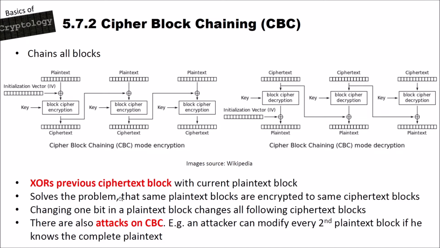So as I said, the cipher block chaining mode XORs the previous ciphertext block with the current plaintext block. It solves the problem that same plaintext blocks are encrypted to same ciphertext blocks. And changing one bit in a plaintext block or in the IV changes all following ciphertext blocks. But unfortunately, there are also attacks on the CBC mode. For example, an attacker can modify every second plaintext block if he knows the complete plaintext. This attack we will also see in the later part of this video where we use CrypTool 2.